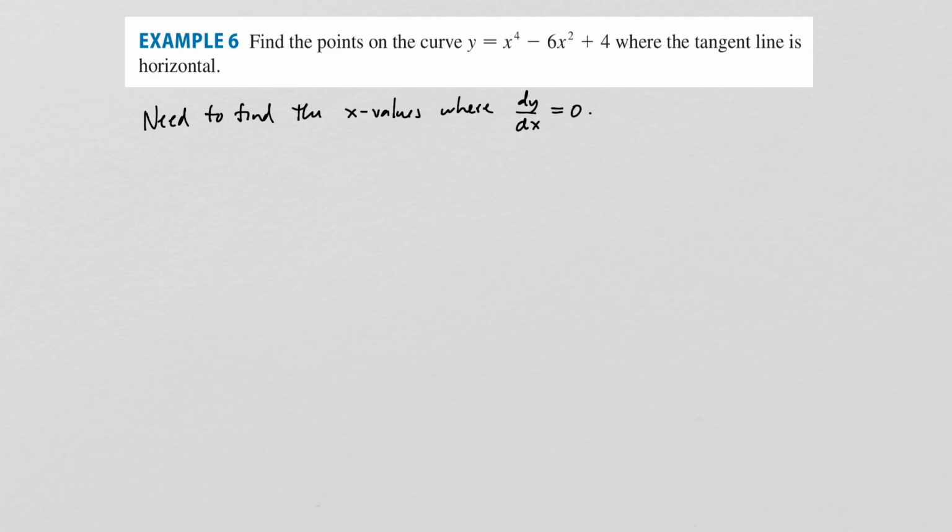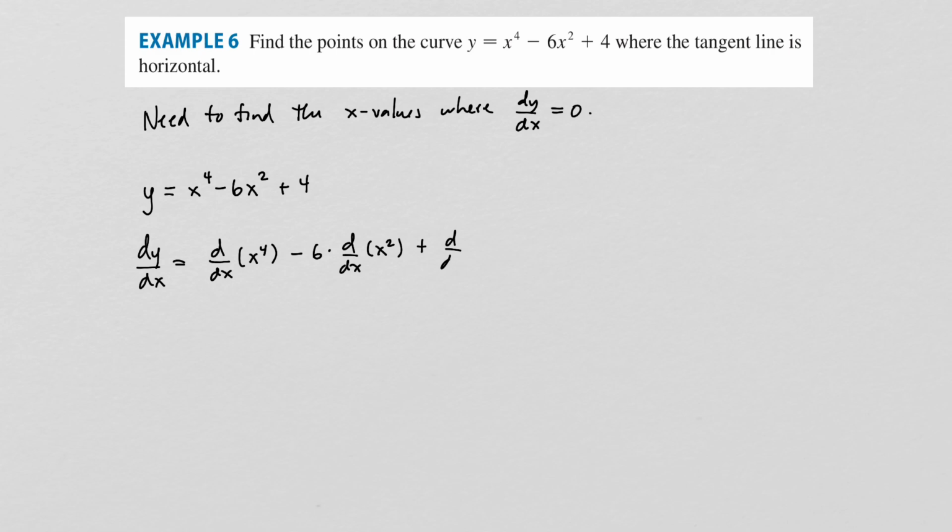So first, let's compute dy/dx. The function y is x to the fourth minus 6x squared plus 4. So the derivative dy/dx is going to be the derivative of x to the fourth minus 6 times the derivative of x squared plus the derivative of 4. Now, you don't have to show this work when you're doing examples, but I wanted to point out that these are just the properties that we learned on the previous page.